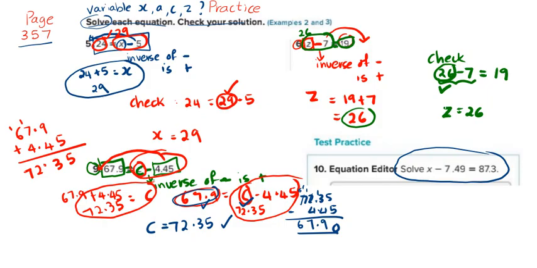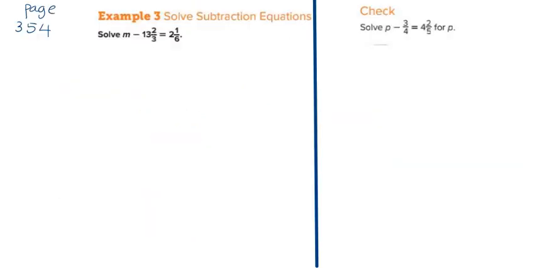Let's just check one more thing. Is there something else here? Oh yeah, so now we also have questions that involve fractions, still with subtraction equations. So here you can see m minus 13 and 2/3 is equal to 2 and 1/6.